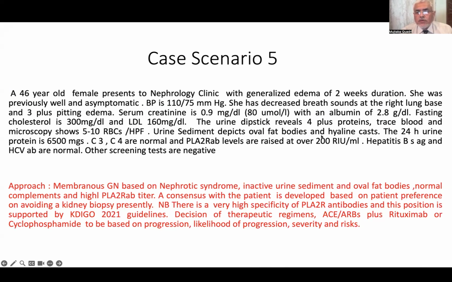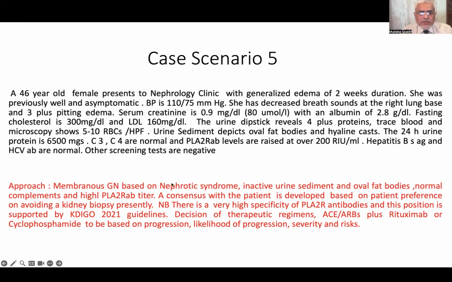But you have oval fat bodies and hyaline casts. The 24-hour urine protein is 6.5 grams. Complements are normal. PLA2R antibodies are raised at over 200, and hepatitis B surface antigen and hepatitis C are normal. Other screening tests are negative.